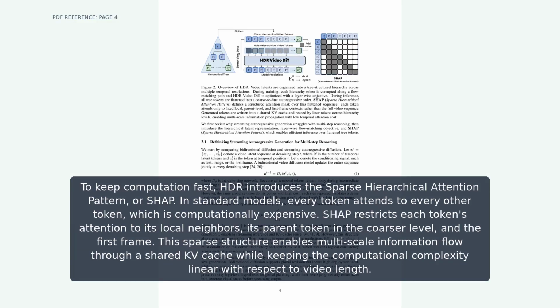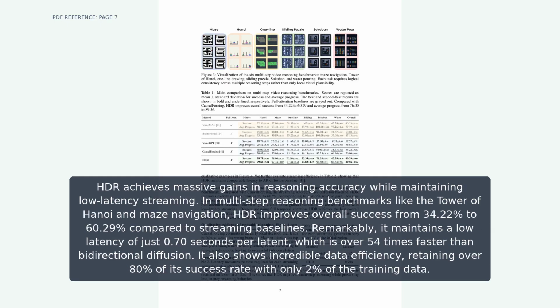To keep computation fast, HDR introduces the Sparse Hierarchical Attention Pattern, or SHAP. In standard models, every token attends to every other token, which is computationally expensive. SHAP restricts each token's attention to its local neighbors, its parent token in the coarser level, and the first frame. This sparse structure enables multi-scale information flow through a shared KV cache, while keeping the computational complexity linear with respect to video length.